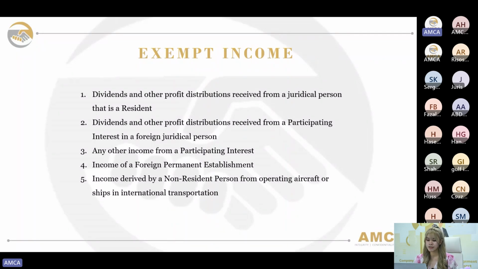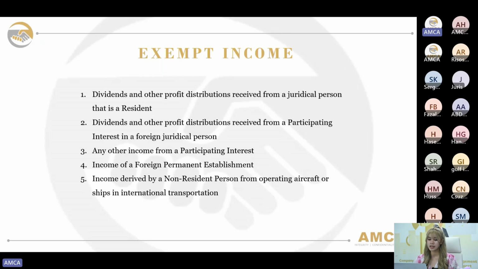So as presented, there are five lists of exempted incomes under the corporate tax law, which are: dividends and other profit distributions received from a juridical person that is a resident person, exempt without any conditions or requirements. The next one is dividends and other profit distributions received from a participating interest in a foreign juridical person, subject to certain conditions that would be specified in the law. The third one is any other income from a participating interest as specified in Article 23 of the Corporate Tax Law, which we will also be discussing later in upcoming slides. The fourth one is income of a foreign permanent establishment that meets the conditions and following an election as well.